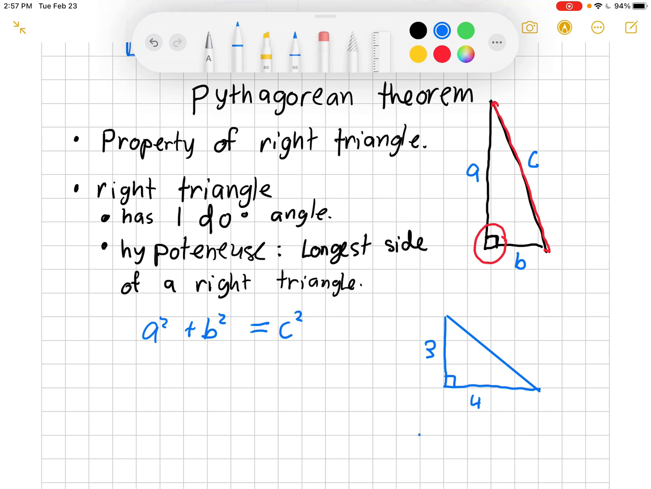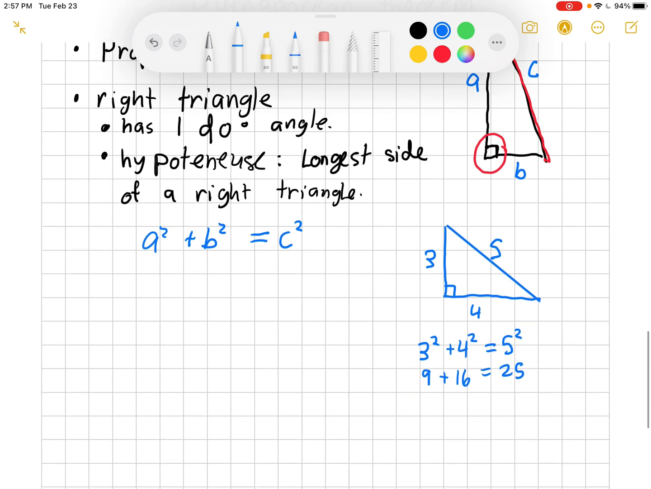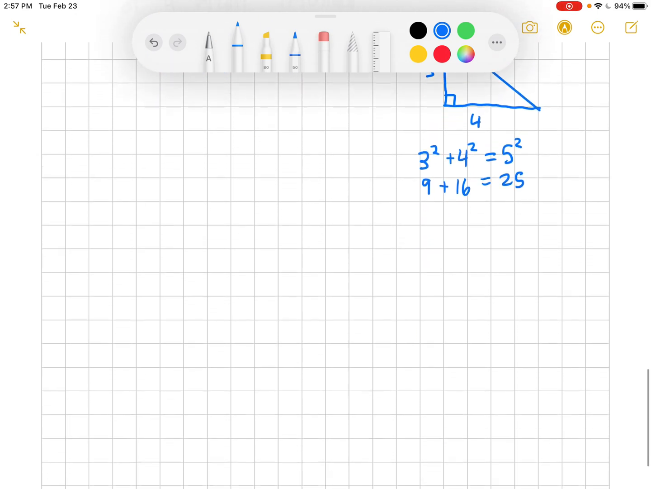If you do this, you get 3 squared plus 4 squared is equal to, well, we'd have to figure that out. 3 squared is 9 plus 4 squared is 16, and we get 25. 25 is the same thing as 5 squared. So therefore, the length of this side is 5 units. Of course, not every right triangle works out so lovely. Some of them are a little bit more difficult to solve.